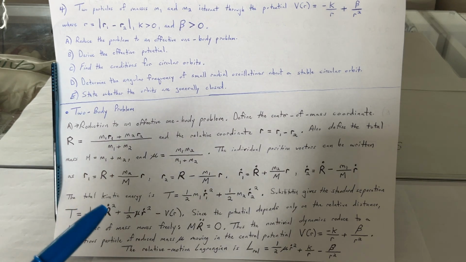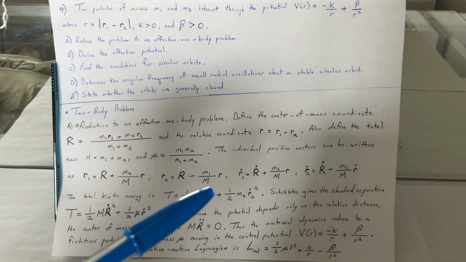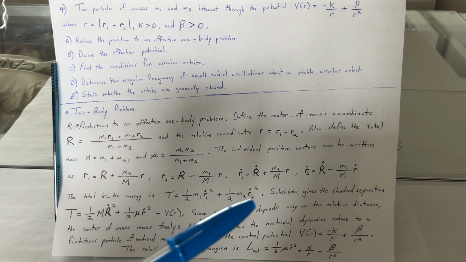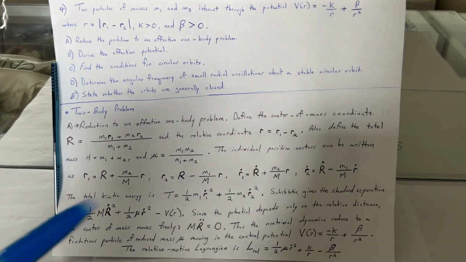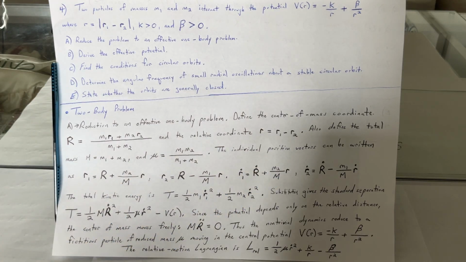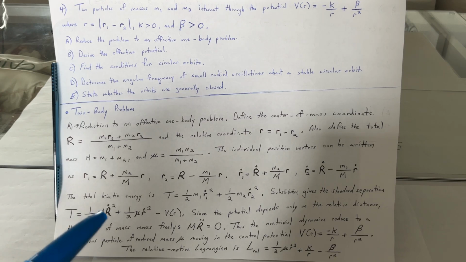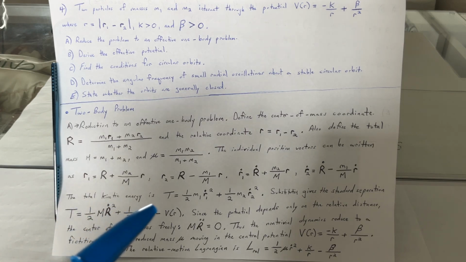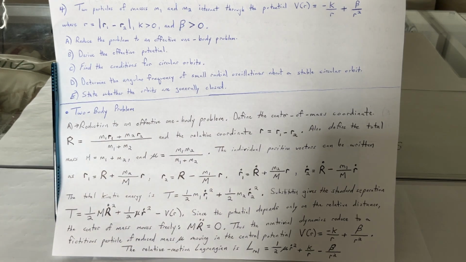So the total kinetic energy is T = 1/2 m1 r1 dot squared + 1/2 m2 r2 dot squared. And substitution gives the standard separation. T = 1/2 M R dot squared + 1/2 μ r dot squared, minus V(r).